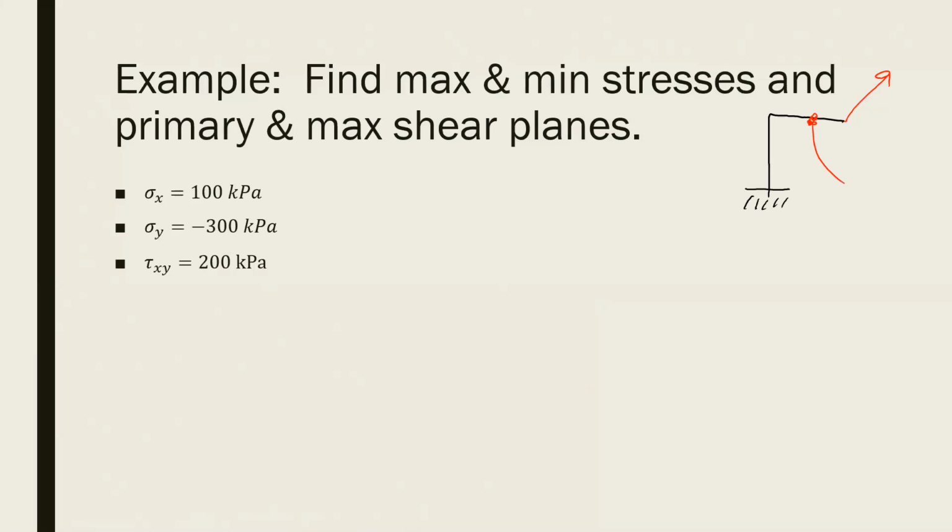So we have this member acted on by a force, and I'm telling you that if we look at a little material element, that little material element has stress components that are equal to 100 in the x direction, positive, 300 in the y direction, negative, and 200 positive tau xy. So if I assume this is x positive and this is y positive, a positive shear stress goes like this, where I have positive direction arrows on my positive faces and negative direction arrows on my negative faces. And that has a magnitude of 200. So that's the little stress state picture that we're looking at.